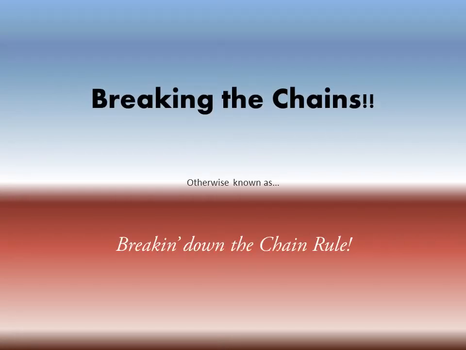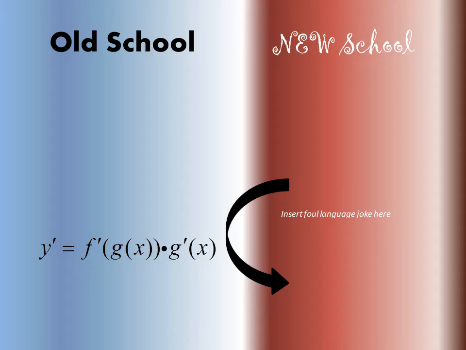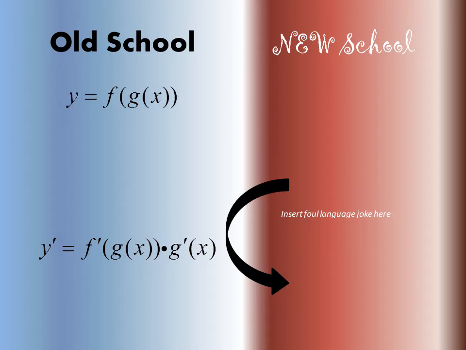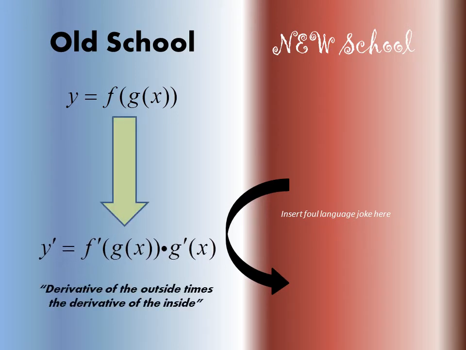This podcast will explore other possible ways to handle problems that involve the chain rule for derivatives. I'm going to start by looking at what I consider the old school method of doing the chain rule, and that is having a function that we compose with two functions, f of x and g of x. And normally we would refer to that as the derivative of the outside times the derivative of the inside.